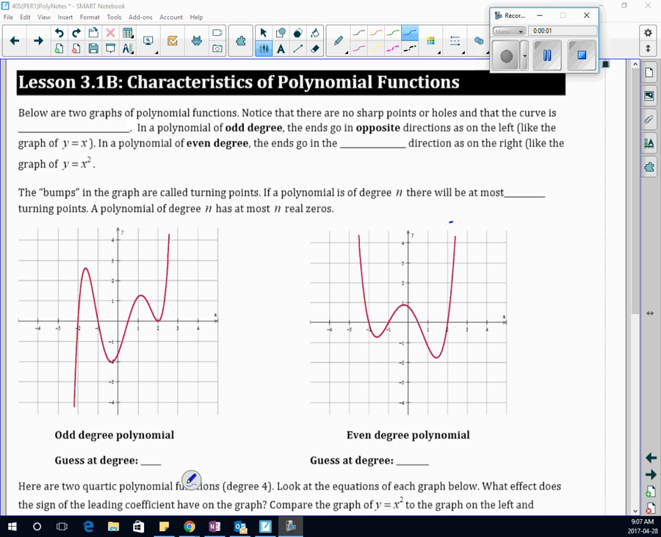Going to go back to 3.1 since we know so much about polynomials, and we're going to go over some characteristics of polynomials. So below are two graphs of polynomials. Aren't they kind of cool looking graphs here?